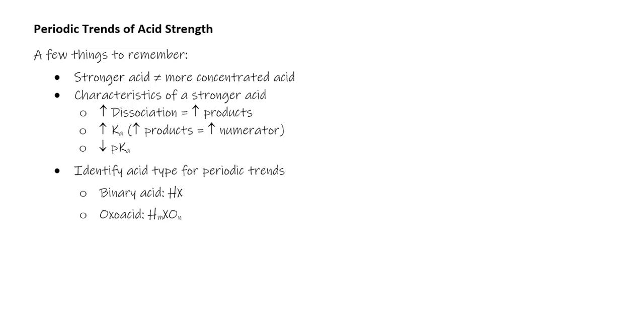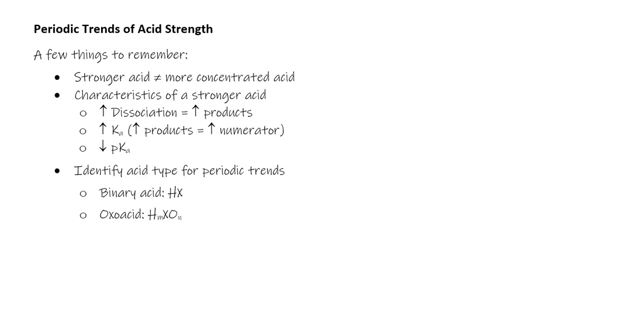Before we can compare acid strength, we need to define what we mean by a stronger acid. But let's start with what a stronger acid is not. When we refer to a stronger acid, we are not talking about a more concentrated one. A stronger acid is one that leads to more H+ in solution. So an acid that undergoes dissociation more readily to form products, H+ and the conjugate base, is a stronger acid.